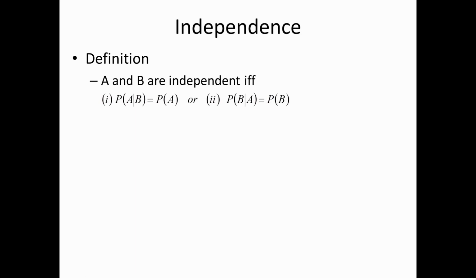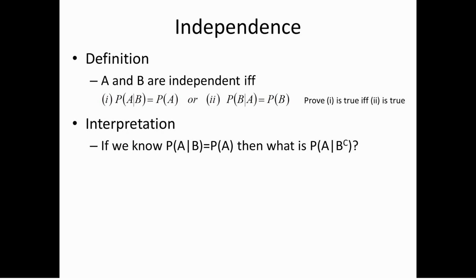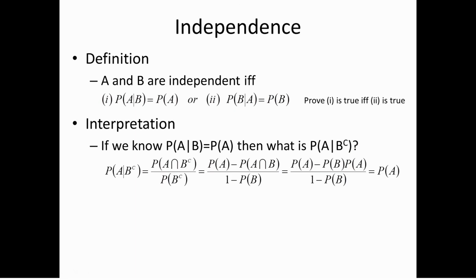Now before we get into this, it's really useful to think about what independence means. It's one of the most misunderstood concepts in statistics and probability. And I'm going to ask you to prove as an exercise that 1 is true if and only if 2 is true. But I want to give you some intuition as to what this means. Let's think about what the probability of A given B complement is if we know that this condition is true. Okay, if I know that the probability of A given B is equal to the probability of A, then what is the probability of A given B complement? I want to work this out from first principles.